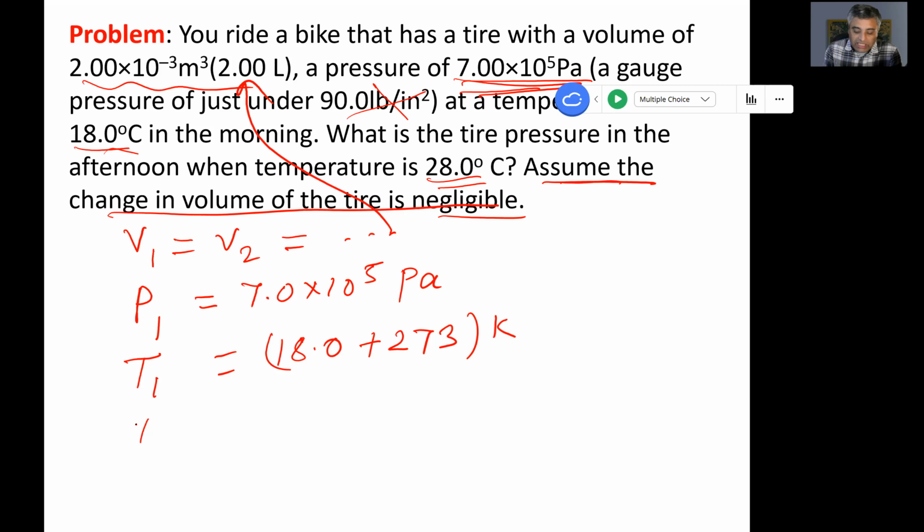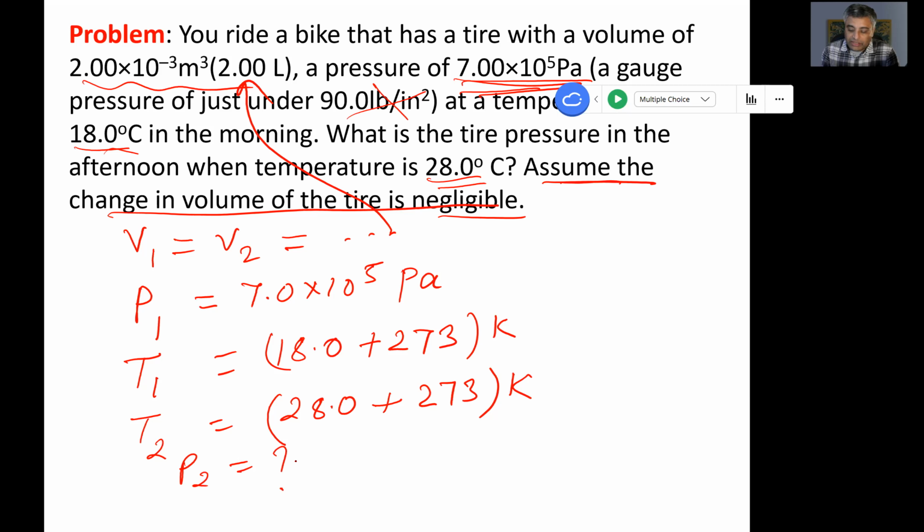Now, another temperature is 28. When temperature in Fahrenheit, let's say, doubles, temperature in Kelvin does not double. It is different. So you need to do proper conversion for the temperatures, okay? Keep that in mind. So now the question is, what is the pressure at this temperature?